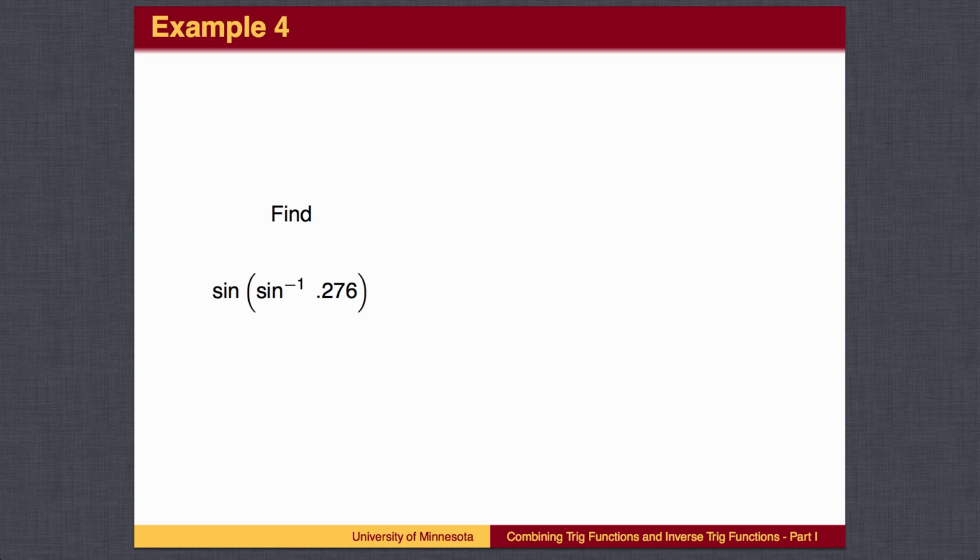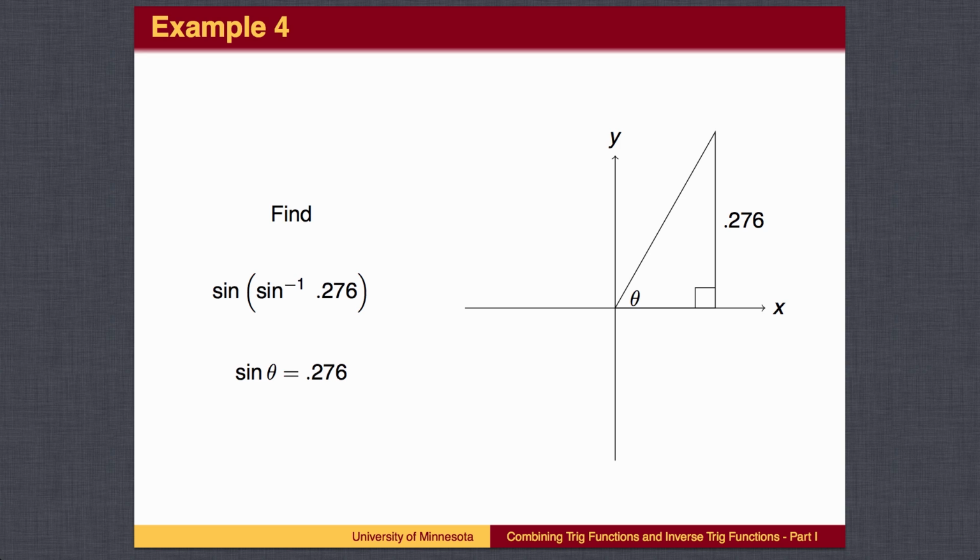Here's an easy one. You begin with a number which is the sine of an angle. The angle is the object in parentheses. Specifically, the angle is the angle whose sine is 0.276. You are then asked to find the sine of that angle. We label the height of the triangle, and then are asked to find the height of the triangle, which is 0.276.